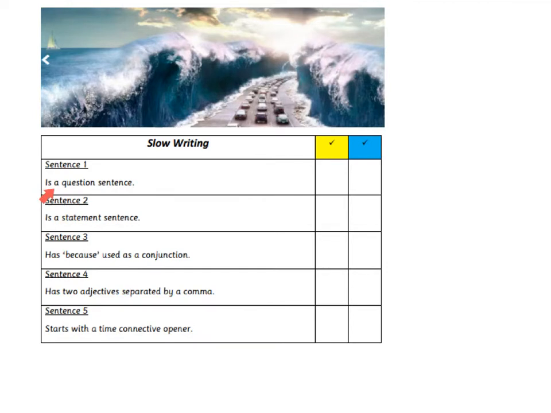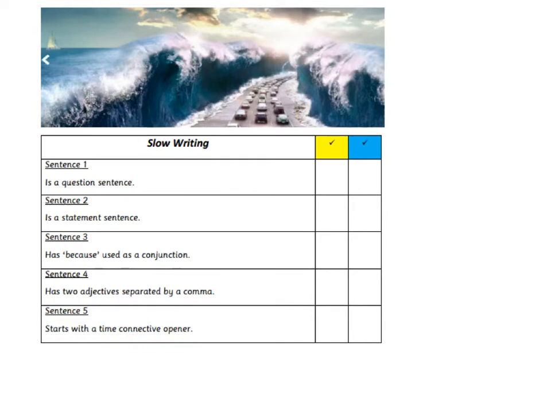Sentence 1 is going to be a question sentence. Sentence 2 is going to be a statement sentence that ends with a full stop. Sentence 3 is going to use because as a conjunction that joins 2 parts of the sentence together. Sentence 4 is going to have 2 adjectives in it that are separated by a comma. And sentence 5 is going to start with a time connective opener.